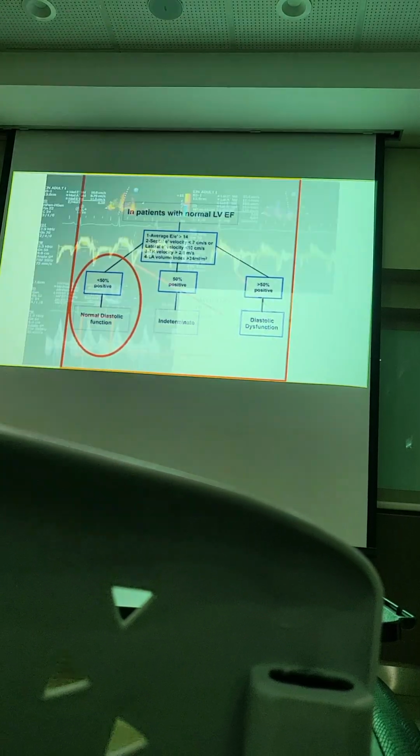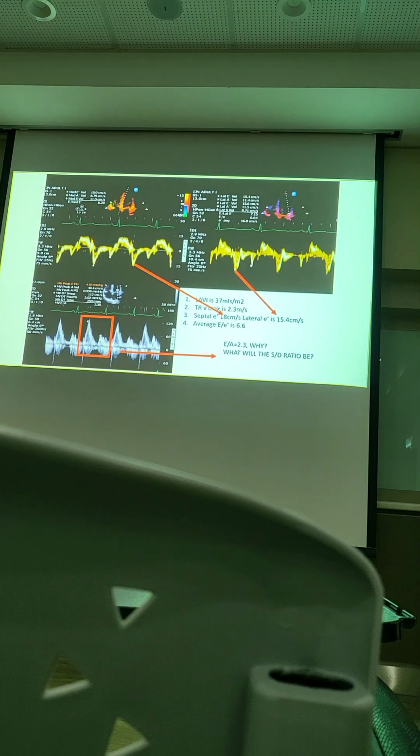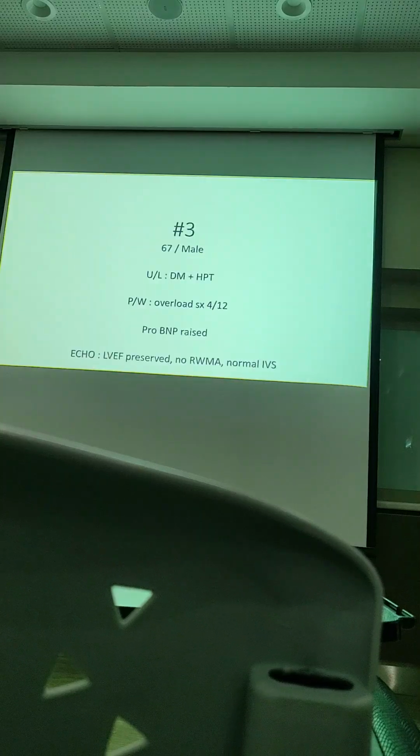So alright, the lesson learned is that kita fokus on algorithm 1. Tak payah teruskan algorithm 2. Kalau kita teruskan algorithm 2, kita dah fikir patient ni grade 3 LV diastolic dysfunction. Okay, case number 3, 67 years old, male, DM hypertension, overload symptoms for 4 months, pro-BNP raised. Echo initially semua okay, EF is no RWA, normal IVS.